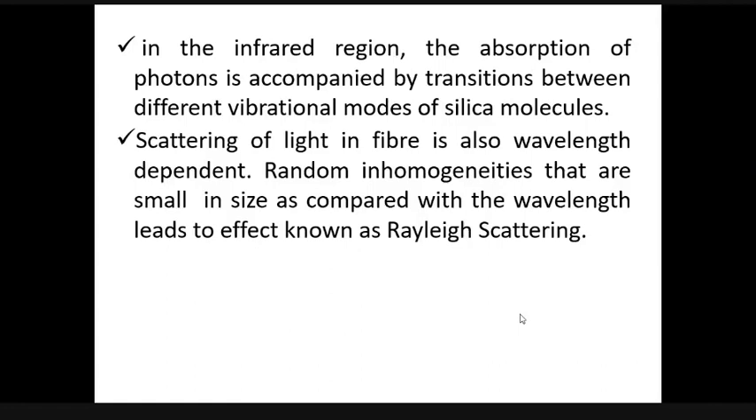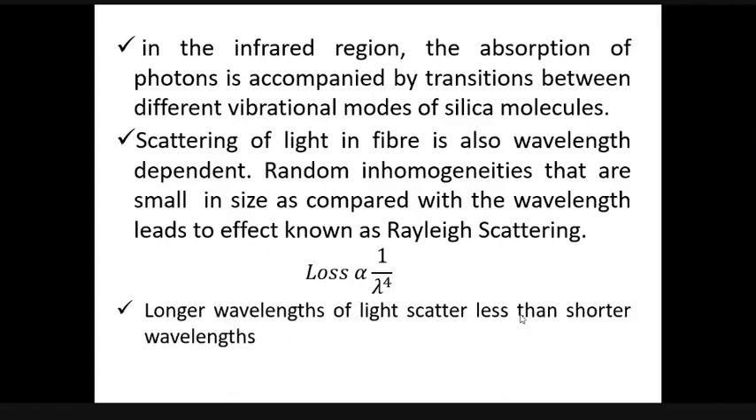And this Rayleigh scattering is dependent on the wavelength of the signal. The losses due to Rayleigh scattering are inversely proportional to the fourth power of the wavelength. If the wavelength is smaller, losses are more. So at low wavelengths, when we send the signal through the fiber, the losses due to Rayleigh scattering are huge, and they are unavoidable. But at a higher wavelength, the losses due to Rayleigh scattering are smaller, as in the curve I showed you in the previous slide, the exponential decay. So longer wavelengths of light scatter less than shorter wavelengths.